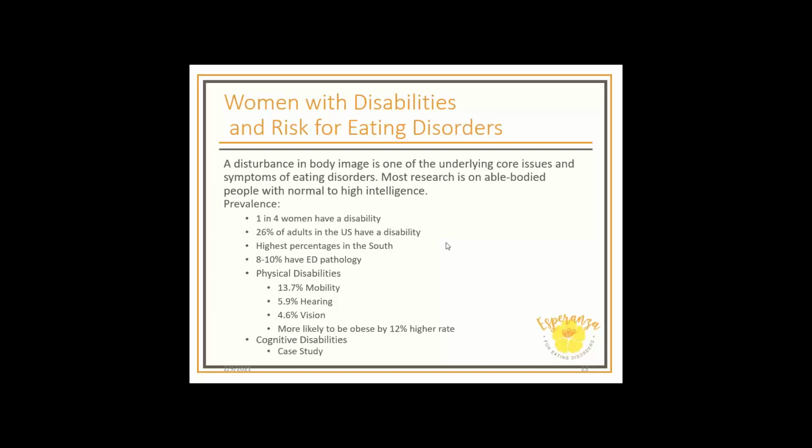Women with physical disabilities have a high risk due to body image disturbances, lack of control, and medical weight loss recommendations. And I'll go over that in the next page. Okay, for the physical disabilities, we have 13% have mobility, 5.9% hearing, and 4.6% vision. These are disabilities with eating disorders, or eating disorder percentages in those specific disabilities.